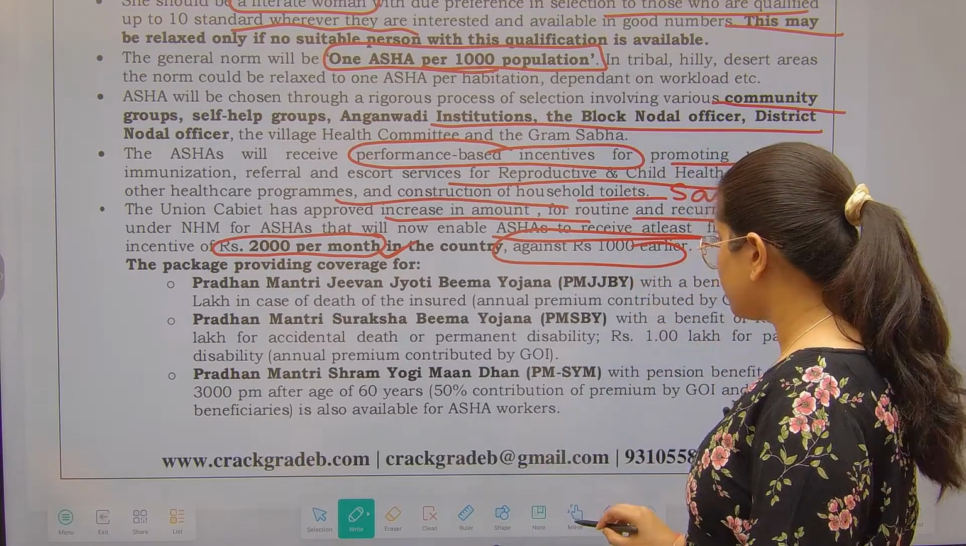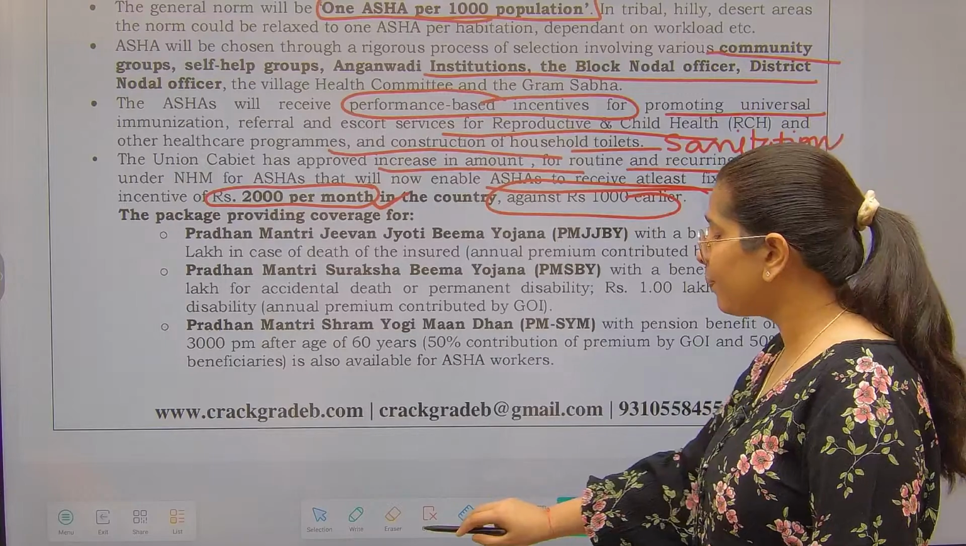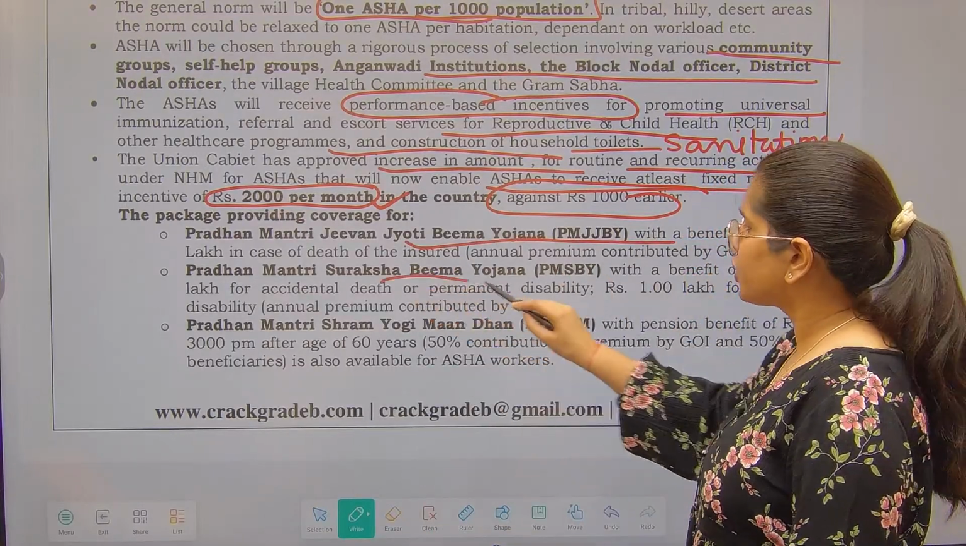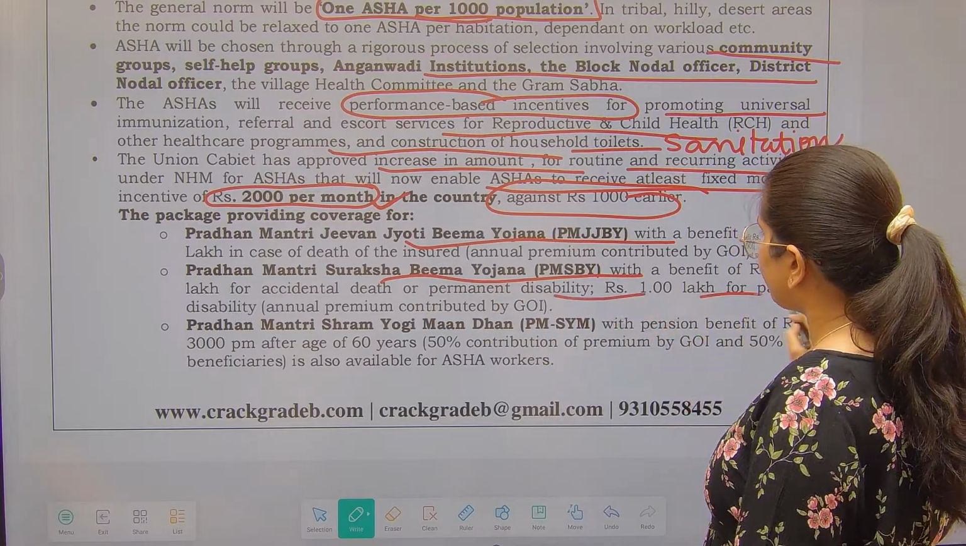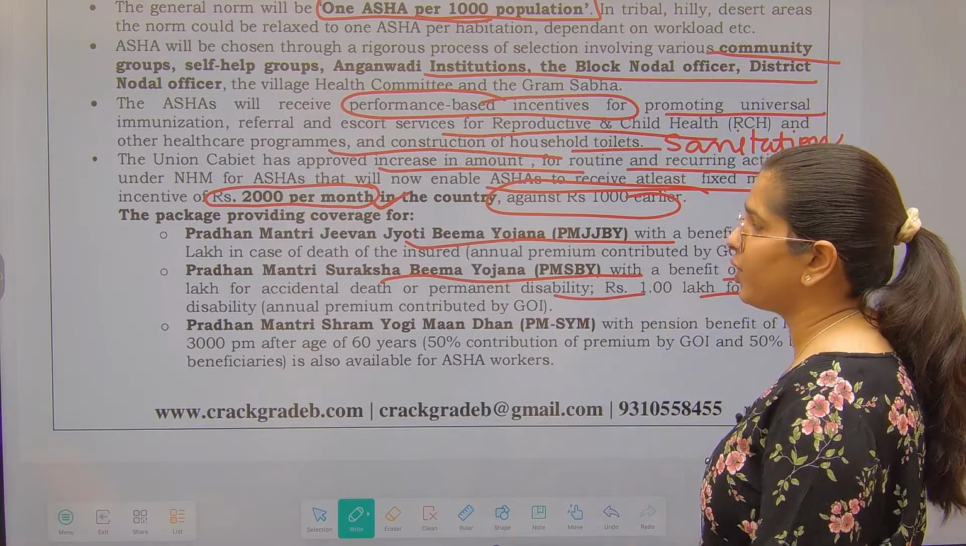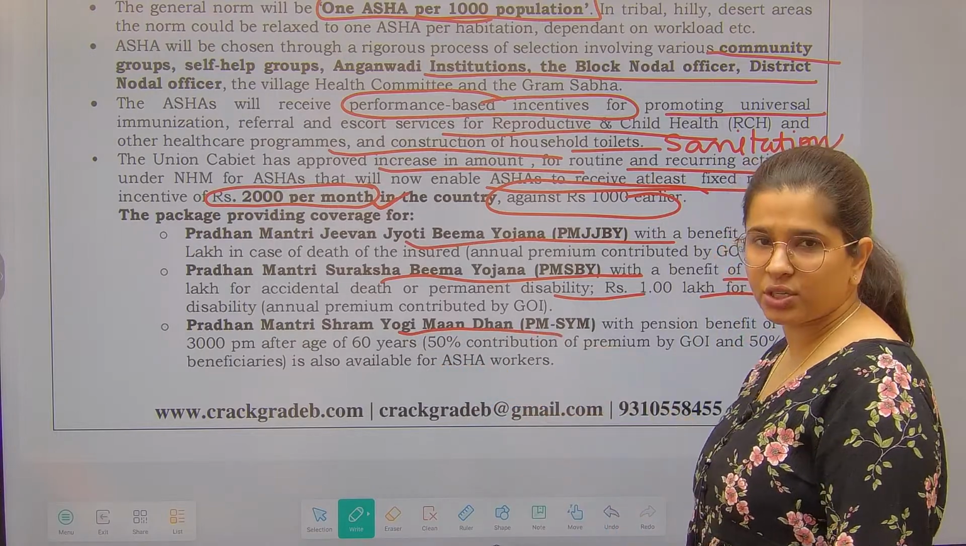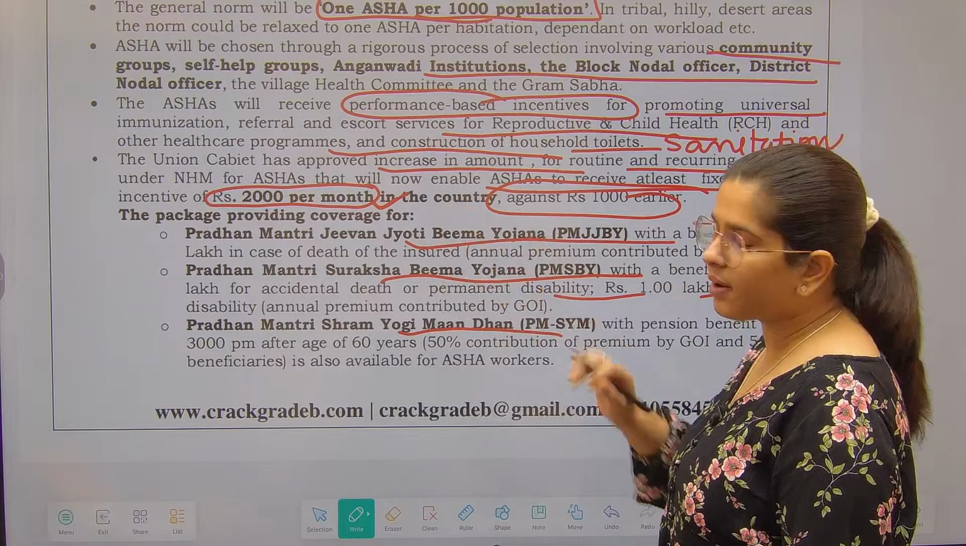So now the package, it provides the coverage of Jeevan Jyoti Bima Yojana, Suraksha Bima Yojana related to permanent disability. We are going to provide you a benefit for accidental death. Next is Shram Yogi Man Dhan Yojana, that means a pension scheme. So all of these components are covered under it.